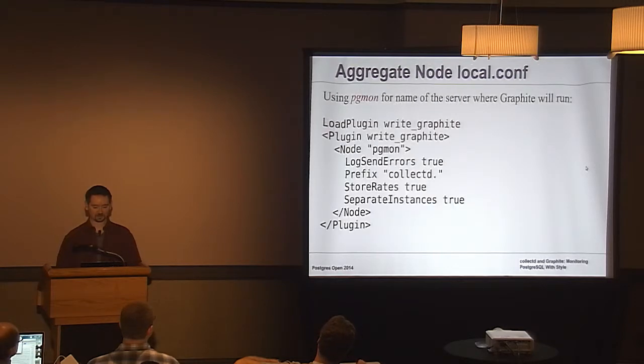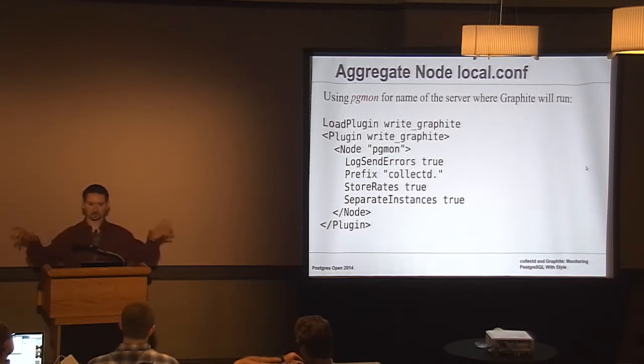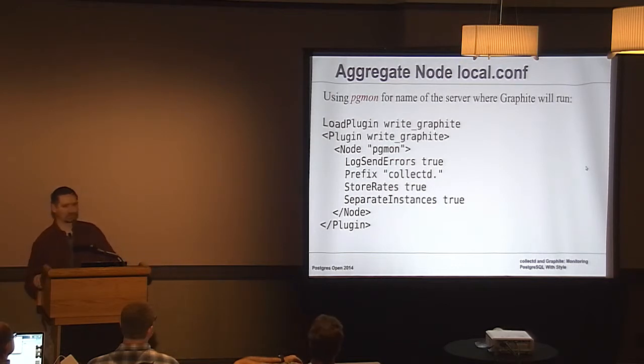And if you're on the aggregator node, you're going to actually have the Graphite plugin configured instead, because its local job is to talk to Graphite. It collects data from all the remote nodes and then sends it to Graphite. Right now, that's its only job. And that's really all I've used it for personally.